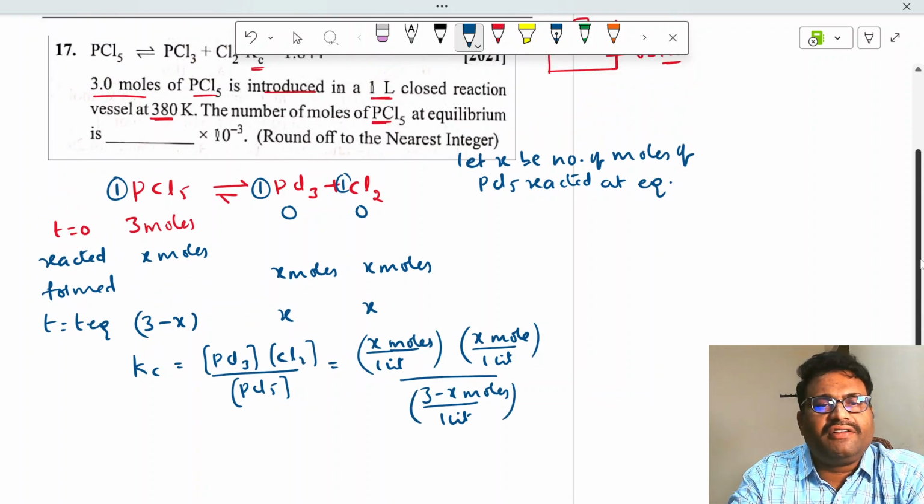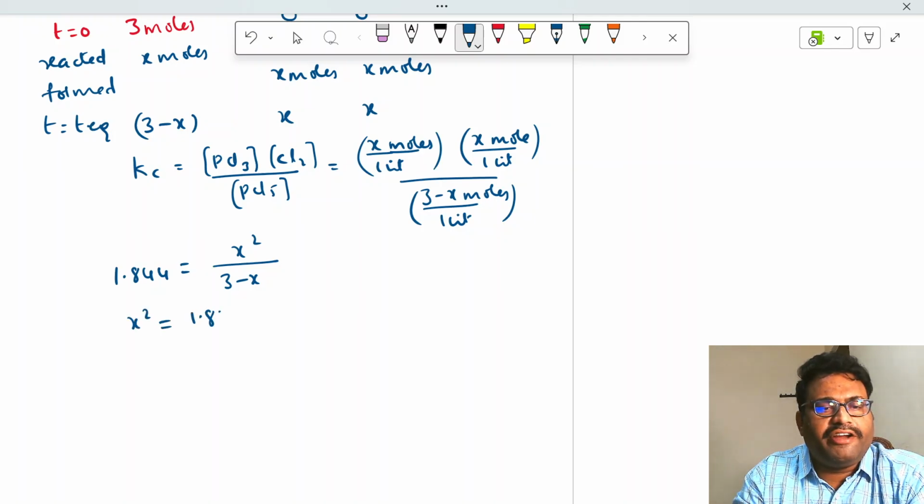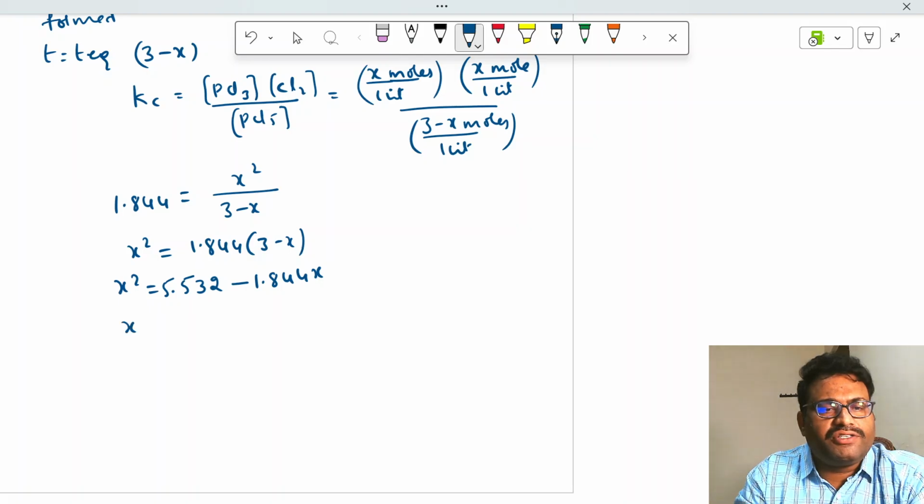So Kc is given as 1.844, which is equal to X into X, X square by 3 minus X. Then I can write that X square is equal to 1.844 into 3 minus X. So X square is equal to 5.532 minus 1.844x.